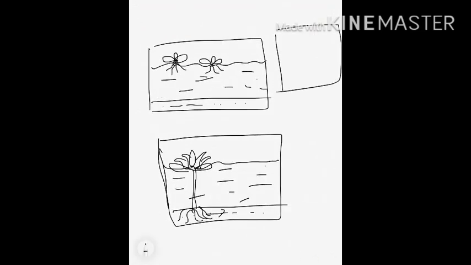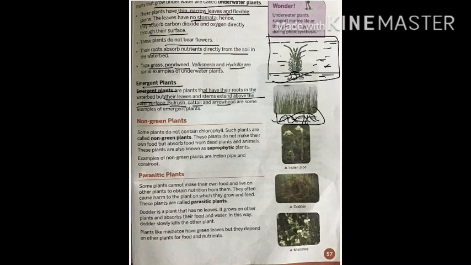Yeah, in the emergent plants, students, they are fixed to the water bed. They have roots fixed to the water bed, and they grow here like this. But this is the level of water, so their stems and leaves emerge out of the water. So this is the main feature of these emergent plants. All right, students.